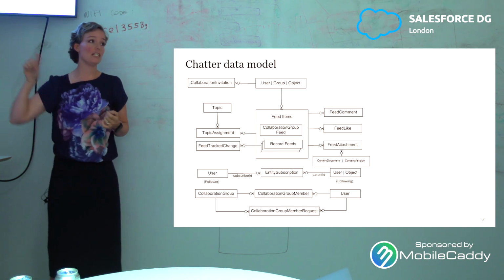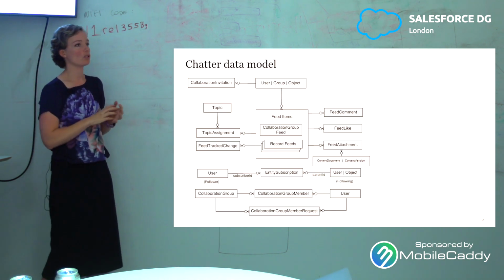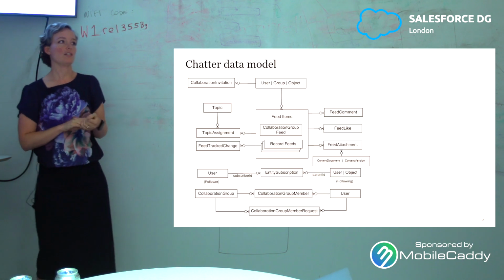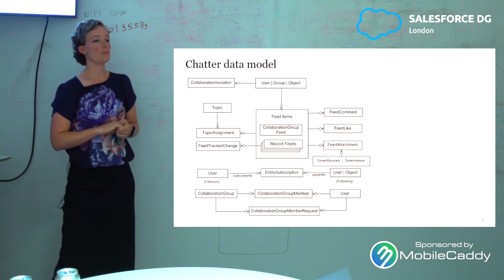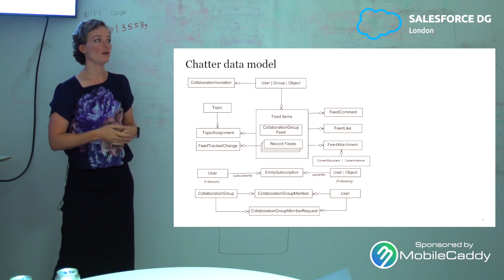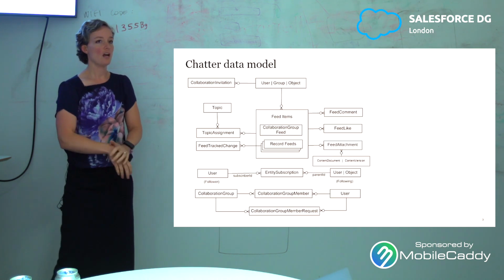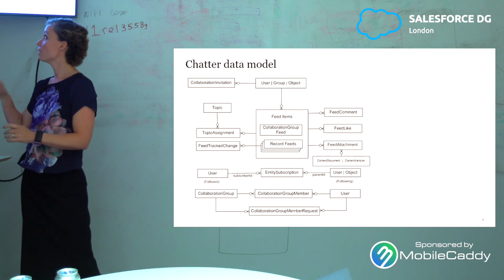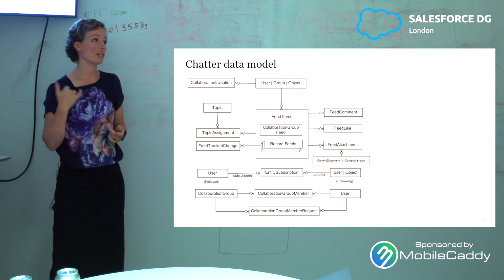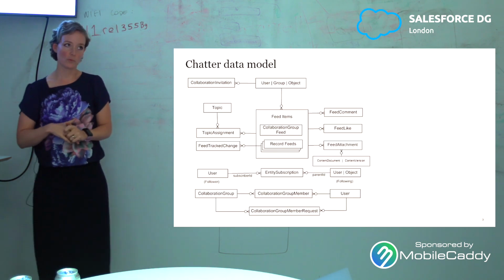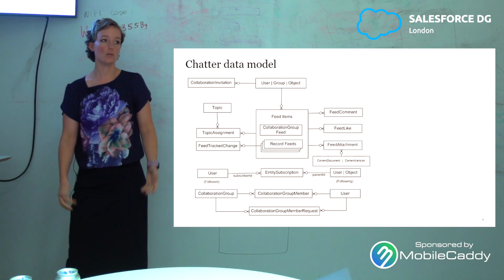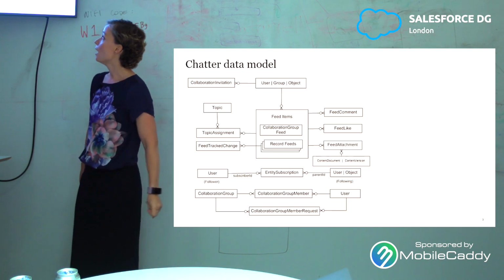So in the middle, we've got the feed items, and that's a big box because it's not just feed item. Once you turn on the tracked changes option, which means Chatter posts will be created for certain fields that are changed, that will also create the record feed. So it will create an account feed object, an opportunity feed, etc. So you have a feed object for every object that uses Chatter, basically.